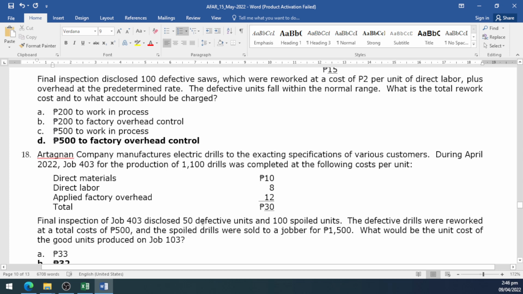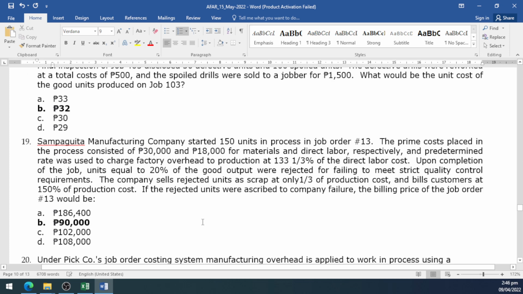I'm looking for spoiled units. Ito yun, number 19. Okay? Number 19: charge to all job, or charge to factory overhead control, due to internal failure.